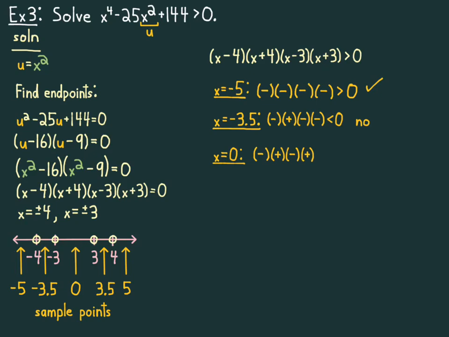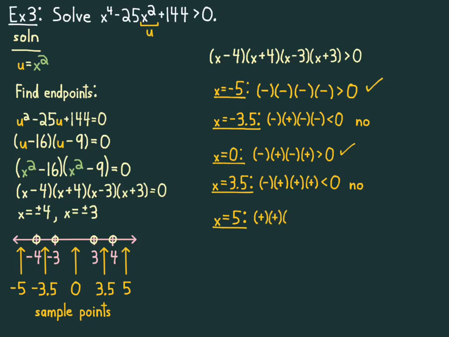0, I get 2 negatives. That makes a positive, yay. And 3, I get 1 negative. That makes it negative, no. And 5, they're all positive, which is good, makes it positive.